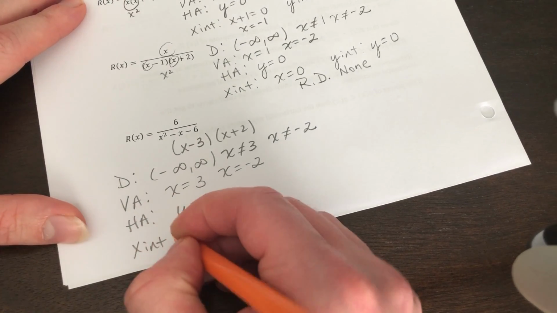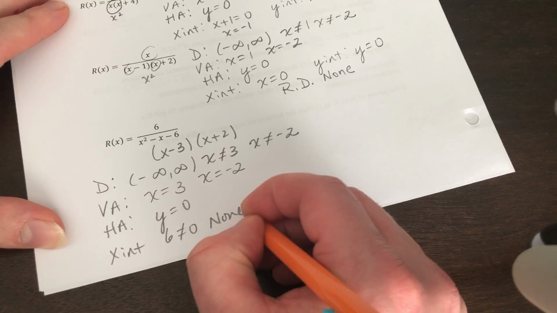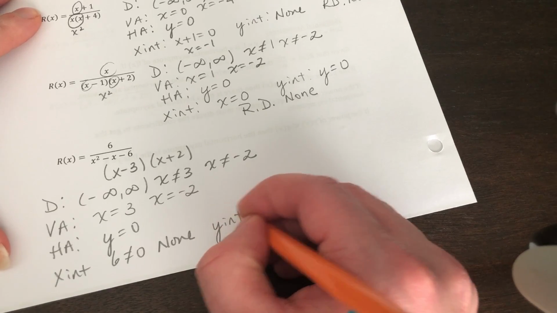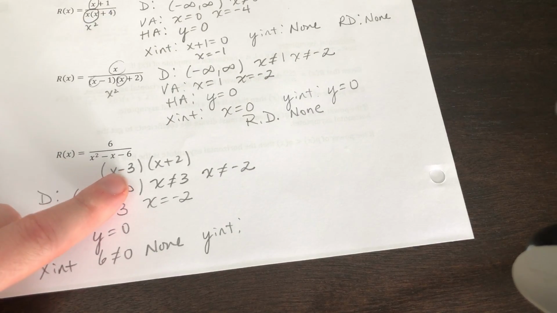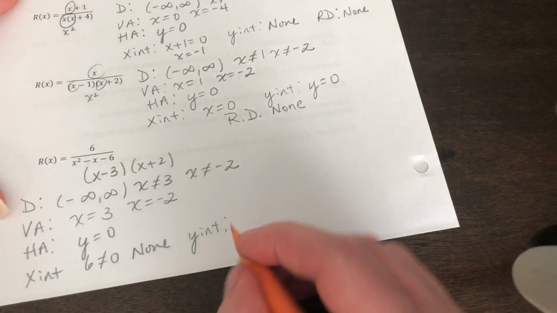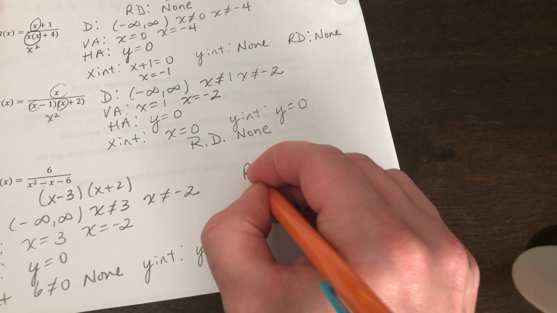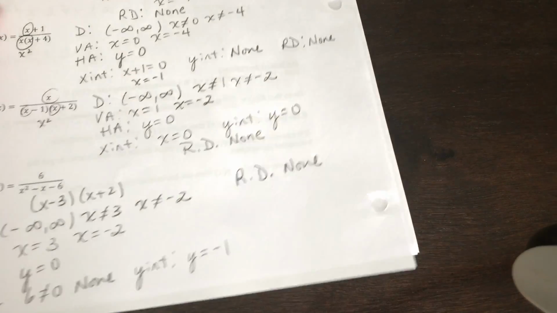X-intercepts, 6 will never equal 0, so none. Y-intercept, plug in a 0. So 0 minus 3 is a negative 3, times 2 is a negative 6. So 6 divided by negative 6 is negative 1. And removable discontinuity is none because nothing cancels on top and bottom.